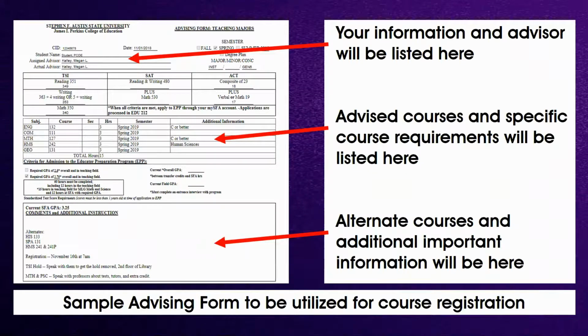Here's an example of what your advising form will look like. At the top of the form, you will see your information, advisor name, semester of advisement, and your major. In the middle of your form, you will see the courses you should register for, as well as other specific course requirements. At the bottom of your form, you will typically see alternate course options and additional important information.